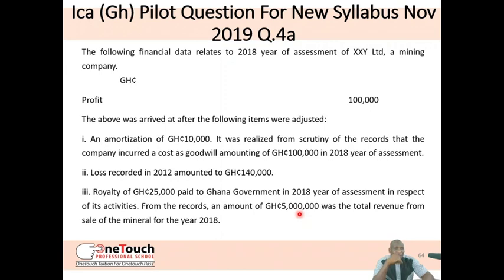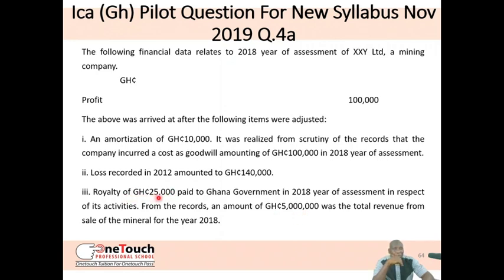What is 5% of 5 million? Remember, 10% of 5 million is 500,000. So 10% will be 500,000, and 5% will be 250,000. Okay. But look at the royalty.